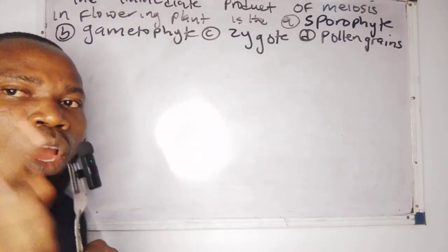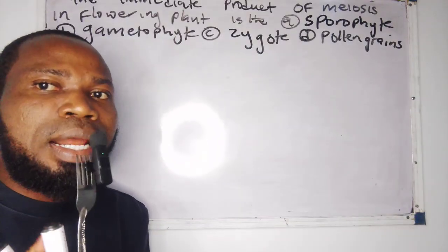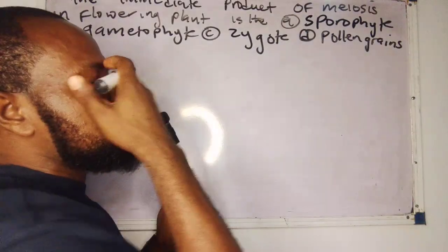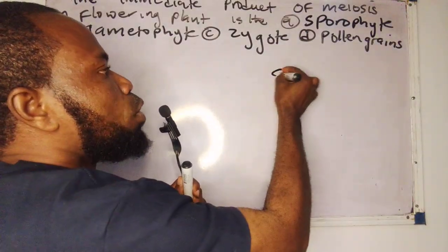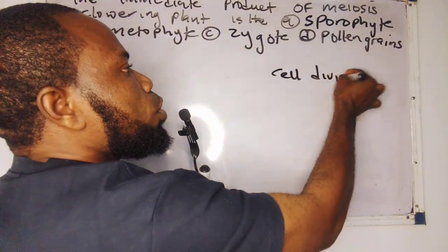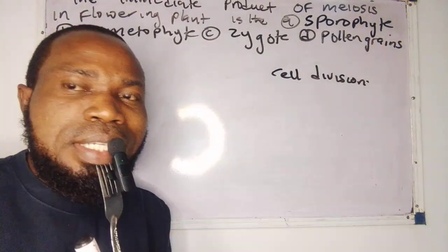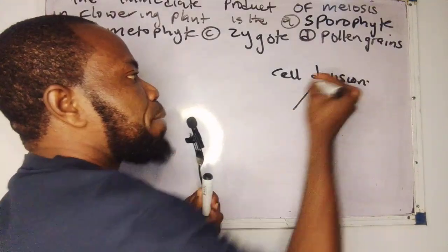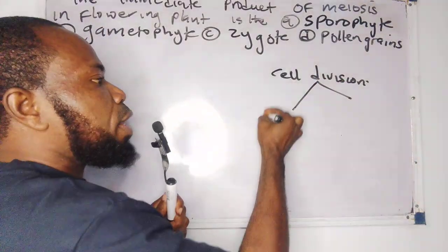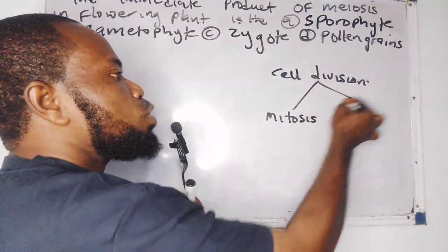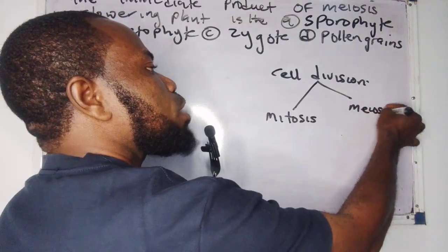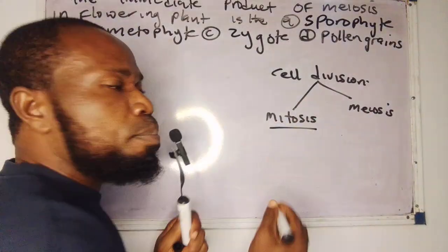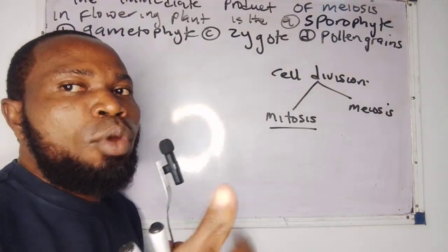Now you ask yourself, what is meiosis? So let me break it down, let me start to bring out the points step by step. Meiosis is a type of cell division. Cell division is a process, or rather processes, that bring about growth. Now there are two types of cell division process. We have one that is known as mitosis, and we have another one that is known as meiosis.